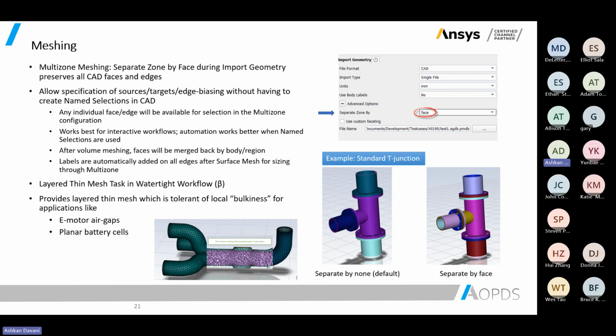There's a new layered thin mesh task in the watertight workflow, which is still in beta. It provides a layered thin mesh which is tolerant of local bulkiness. So in cases where you have some local bulkiness, for example, the e-motor air gaps or battery cells, it automatically puts in a layered thin mesh. It's overall for achieving a good mesh for your simulation. Still, it's beta, but it would probably be part of the package in the next release of the software.